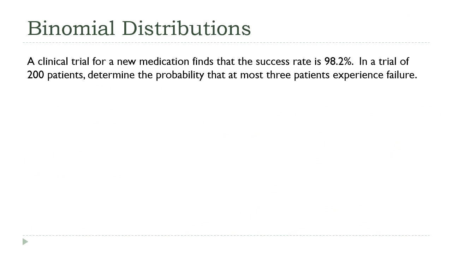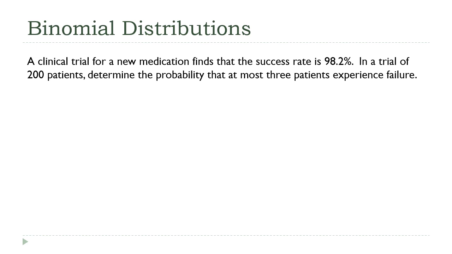Okay, so how about this one? A clinical trial for a new medication finds that the success rate is 98.2%. And in a trial of 200 patients, I want to determine the probability that at most 3 patients experience failure.